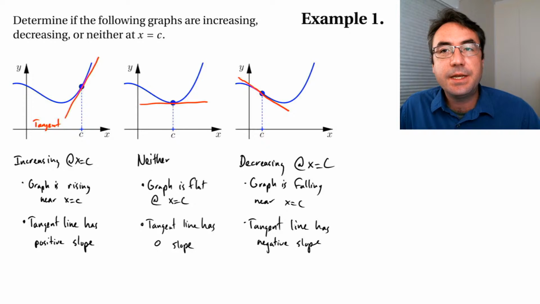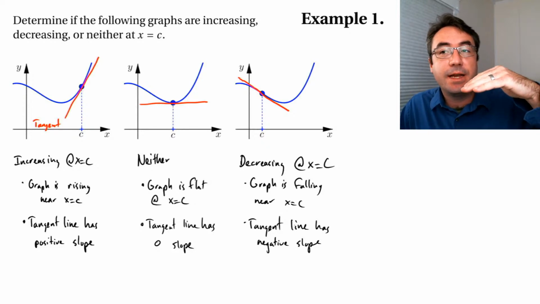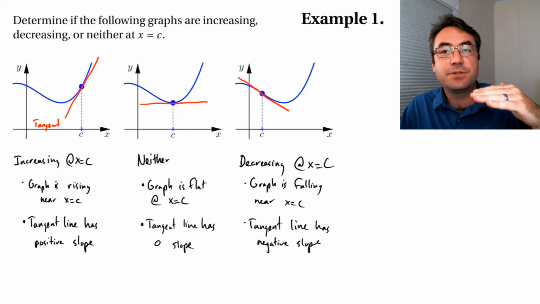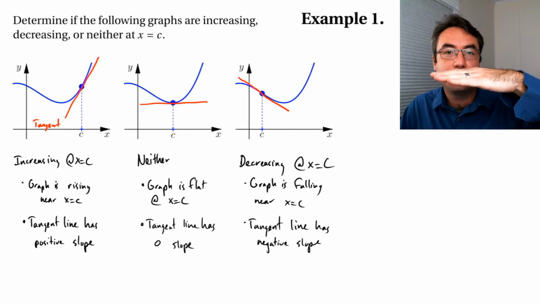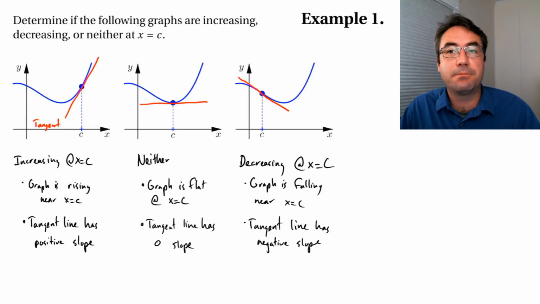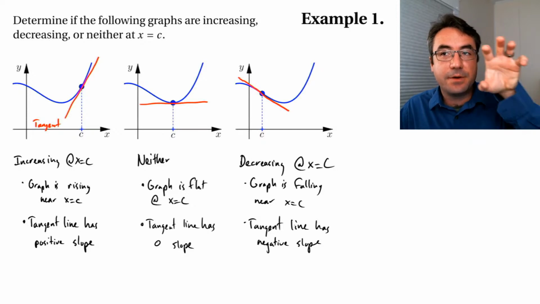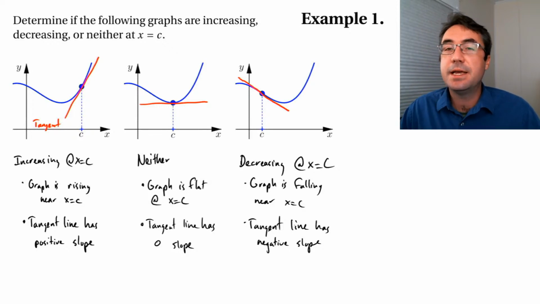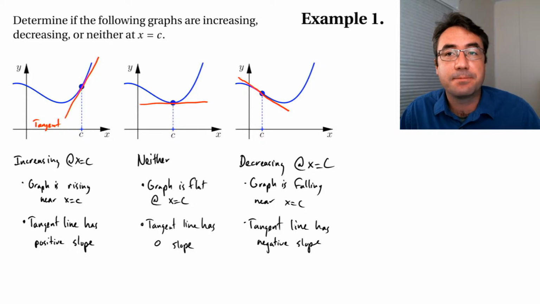So what we're seeing here is when our function is increasing, the tangent line has a positive slope. When our function is decreasing, the tangent line has a negative slope. And when our function flattens out, the tangent line has 0 slope. So these are the three little examples to keep in mind of the different types of possible behavior for our function in terms of increasing and decreasing.